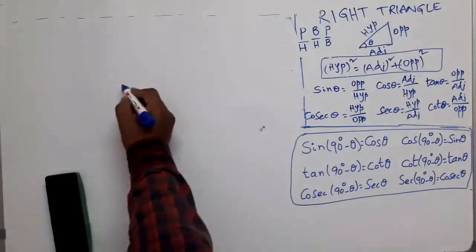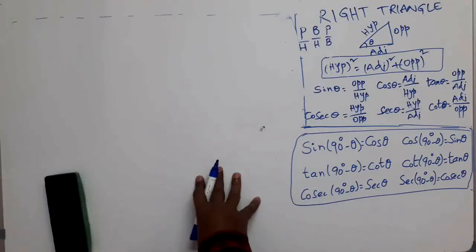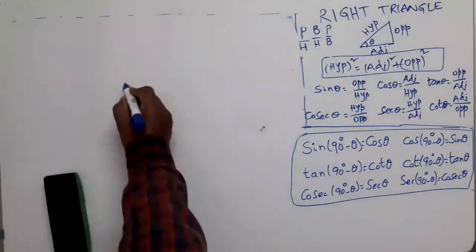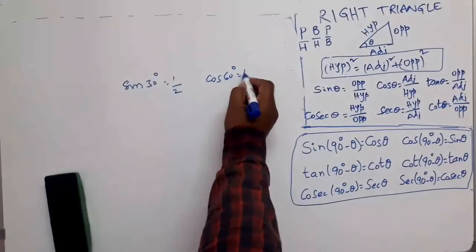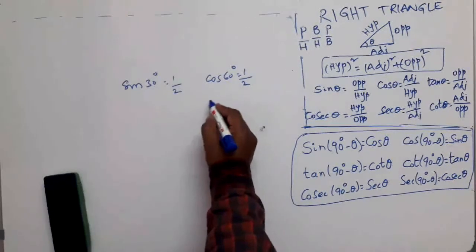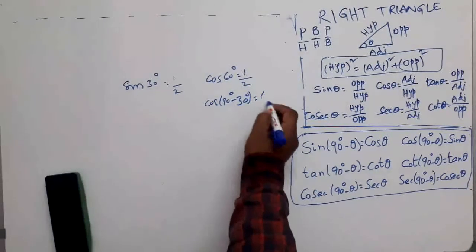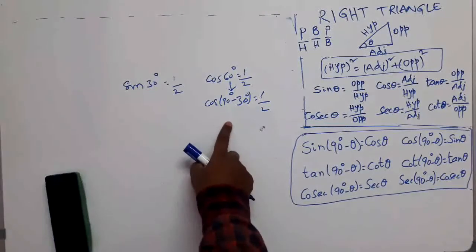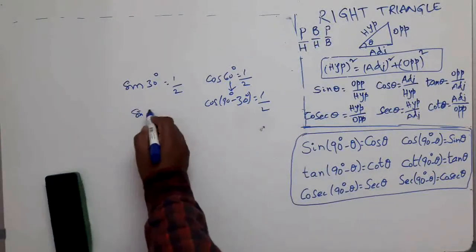Anyway, we know from the table we have discussed earlier, the table of particular angles, the values of the 6 trigonometric ratios at 0 degrees, 30 degrees, 45 degrees, 60 degrees, 90 degrees. Tell me, what is the value of sin 30 degrees? 1 by 2. What is the value of cos 60 degrees? That is also 1 by 2 from the table. But see, 60 degrees is 90 degrees minus 30 degrees, right? So cos of 90 degrees minus 30 degrees is 1 by 2, and sin 30 degrees is 1 by 2.